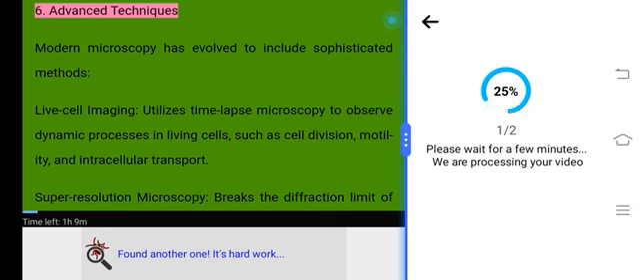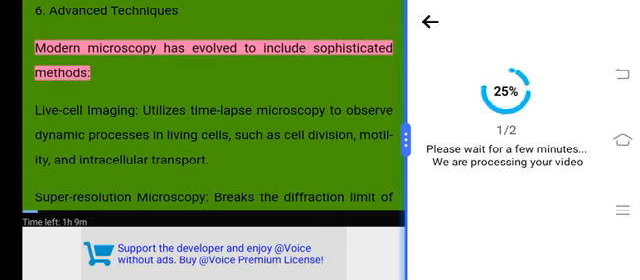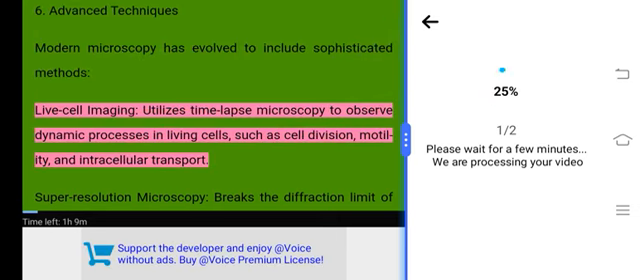6. Advanced techniques. Modern microscopy has evolved to include sophisticated methods. Live cell imaging utilizes time-lapse microscopy to observe dynamic processes in living cells, such as cell division, motility, and intracellular transport.